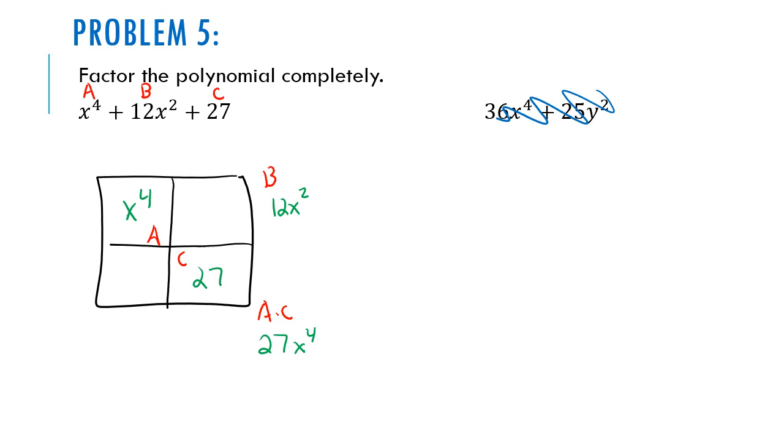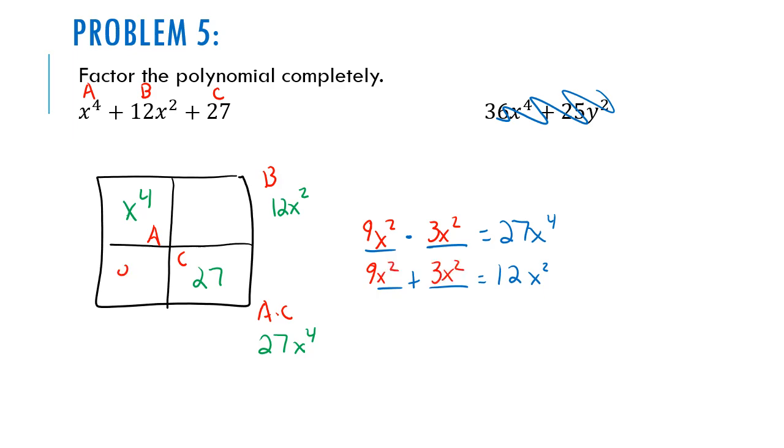So we need to figure out two numbers that multiply to be 27x to the 4th, but those same two numbers will add to be our B value, which is 12x squared. The combination that's going to work is going to be 9x squared and 3x squared. 9 times 3 is 27. X squared times x squared is x to the 4th. 9x squared plus 3x squared would add to give us 12x squared. So we're just going to put those in here.